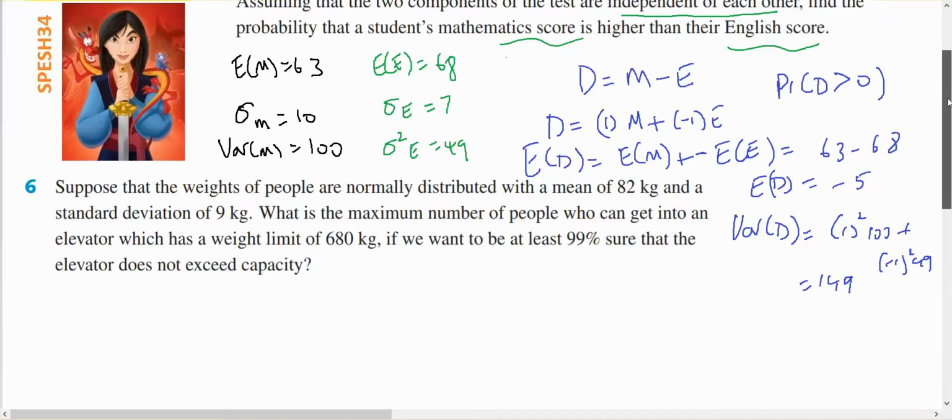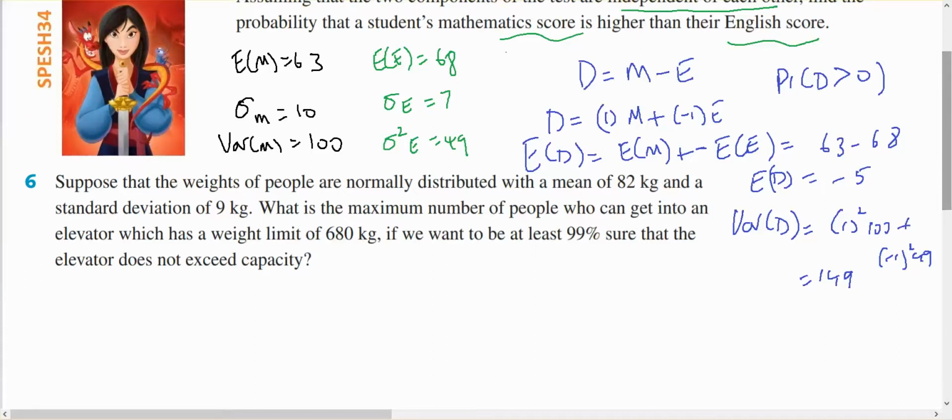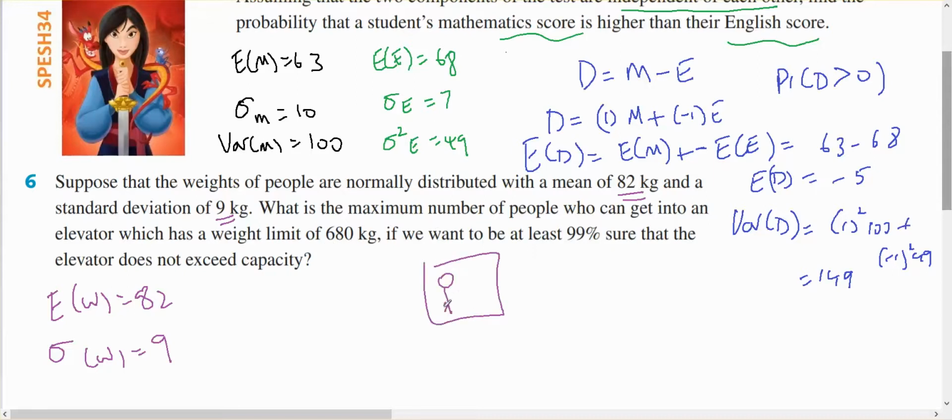In the second example, suppose the weights of people are normally distributed with a mean of 82 and a standard deviation of 9. Expected weight is 82 and the standard deviation of weight is going to be 9. What's the maximum number of people who can get into an elevator? Okay, so they're all getting into the elevator at once, and they're all in the lift at the same time.